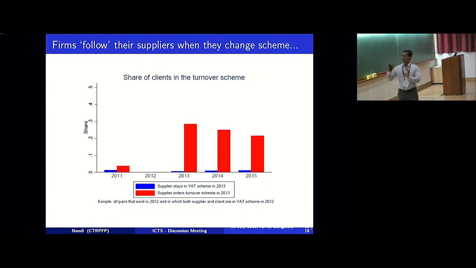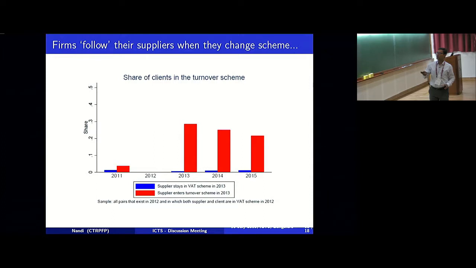So we choose the data in such a way that we choose firms in 2012 that do not have any turnover clients. In this vertical axis, you have the share of turnover clients, so the share of clients that belong to the turnover scheme. We have chosen the data in such a way that in 2012, in the data set, none of the firms have any turnover clients. Okay, so it's 0 here.